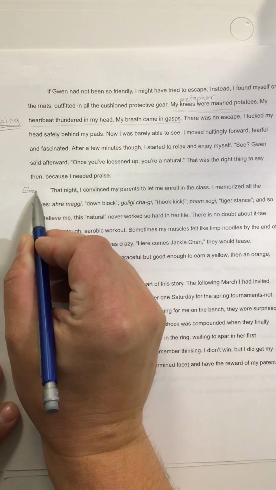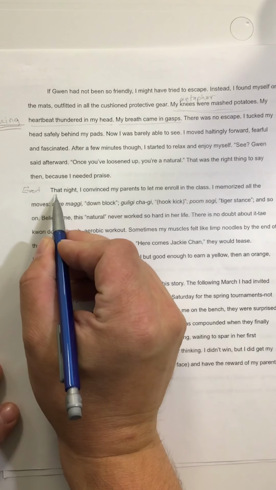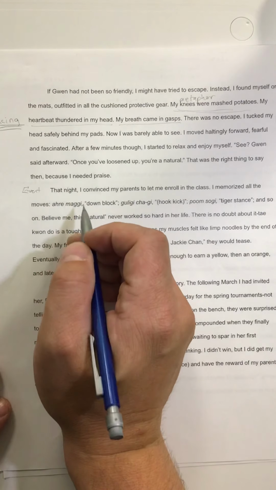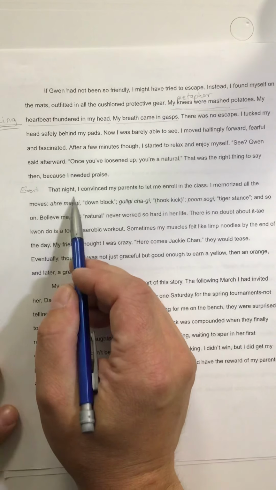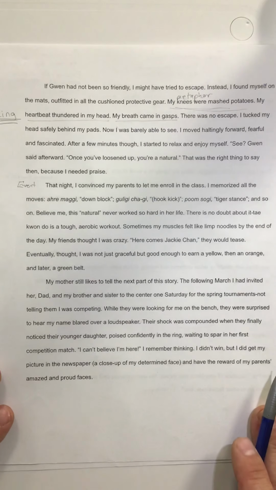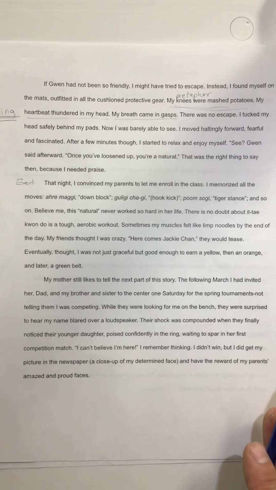Again, you'll notice that this author uses time to help her transition between paragraphs. Okay? That night, I convinced my parents to let me enroll in the class. I memorized all the moves. Arimaji, down block, Golji Shaji, hook kick, Pum Soji, tiger stance, and so on. All right, so believe me, this natural never worked so hard in her life.